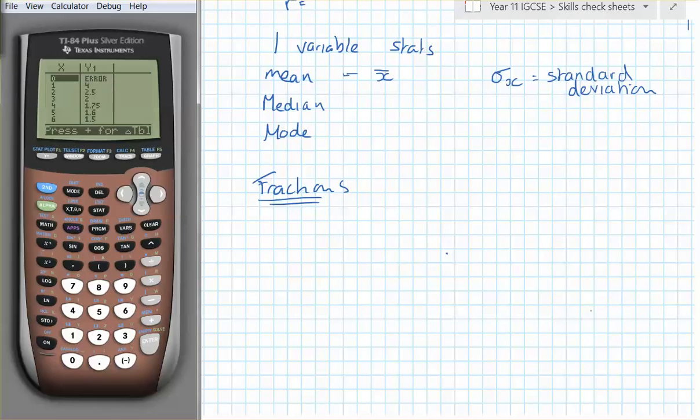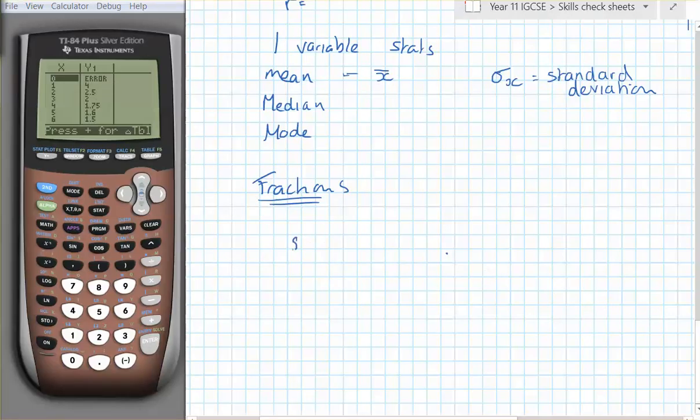How do you simplify? Like, how do you simplify it on the calculator? Well, does it do it? So, it doesn't work. I don't think it does.